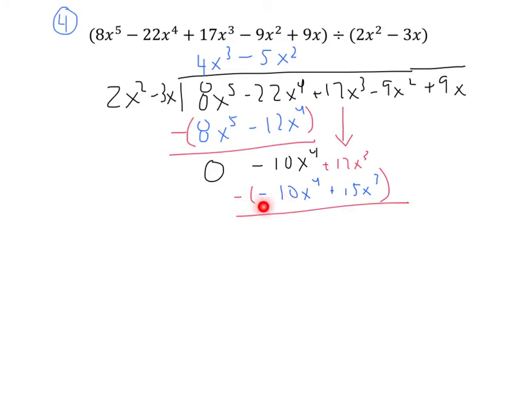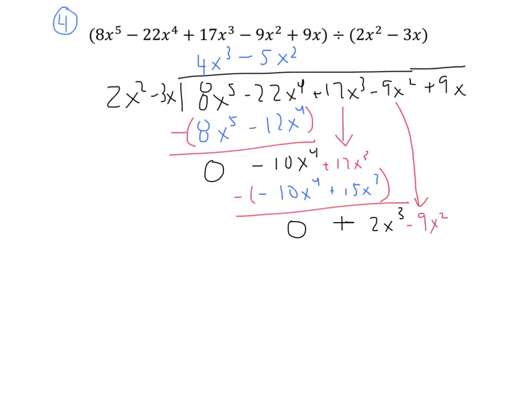All right, so this would become plus. So negative 10x to the fourth plus 10x to the fourth, that first part here is 0. Okay, and then 17x cubed minus 15x cubed, that would give me plus 2x cubed. Okay, and then let's bring down this minus 9x squared. All right, so now I've done kind of half of it.